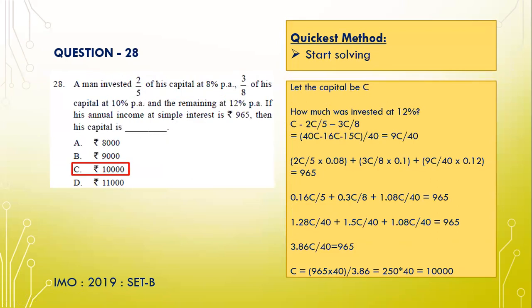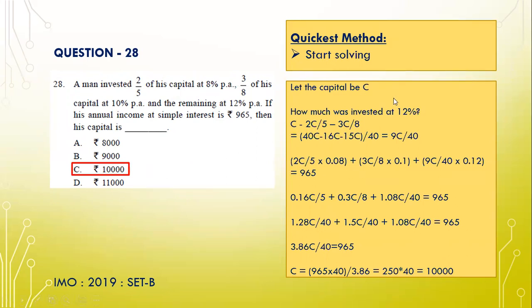A man invested 2/5 of his capital at 8% per annum, 3/8 of his capital at 10% per annum, and the remaining at 12% per annum. If his annual income at simple interest is 965, then the capital is.